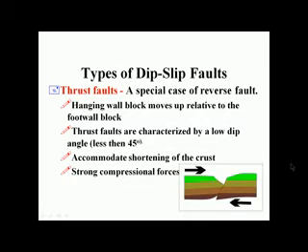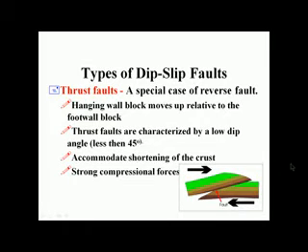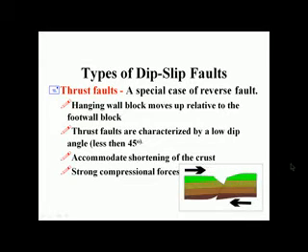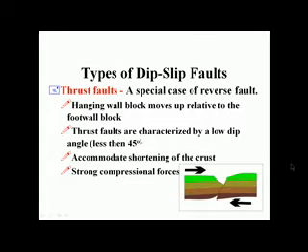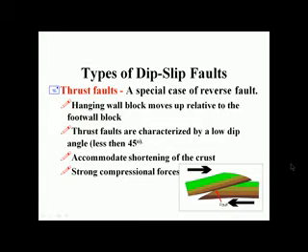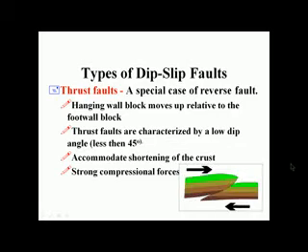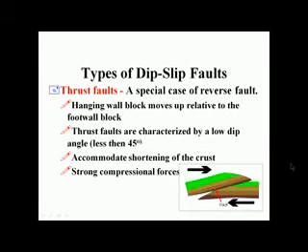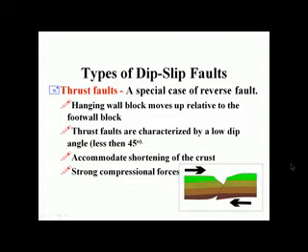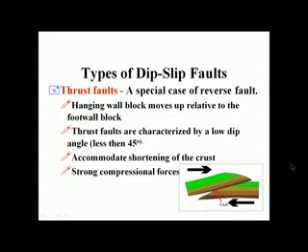Thrust faults, a special case of the reverse fault. The hanging wall block moves up relative to the footwall as we described before in the reverse fault. But the thrust fault is characterized by a low dip, less than 45 degrees.